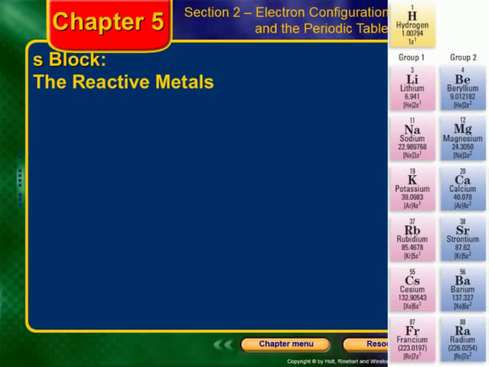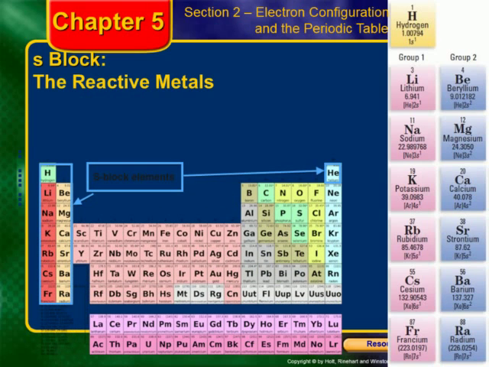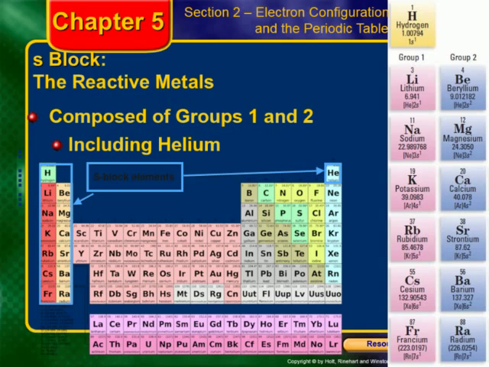Let's start with the S block. The S block are known as the reactive metals. They're composed of groups 1 and 2, including helium. Now, the only thing I want to point out about hydrogen and helium as part of the S block, they are truly part of the S block. We have hydrogen on top of group 1. We have helium way over on top of group 18, still considered part of the S block.